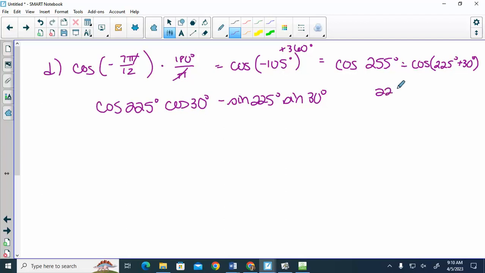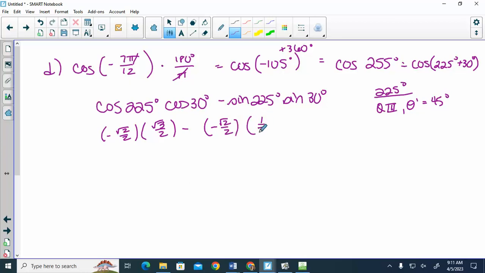All right, let's talk about the 225. What quadrant is that? Reference angle, 225 minus 180 is 45. In quadrant 3, cosine is negative. What's the cosine of 45? Cosine of 30 is radical 3 over 2. Minus sine of 225. In quadrant 3, sine is negative. Sine of 45 is radical 2 over 2. And sine of 30 is 1/2.